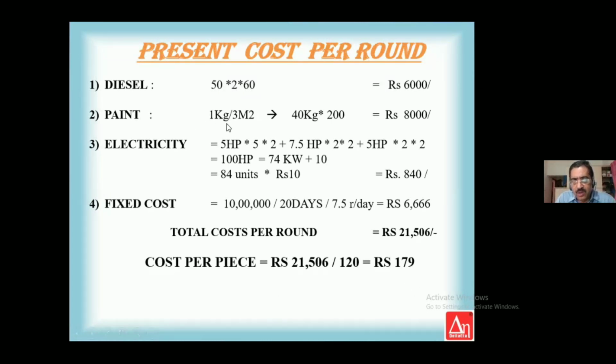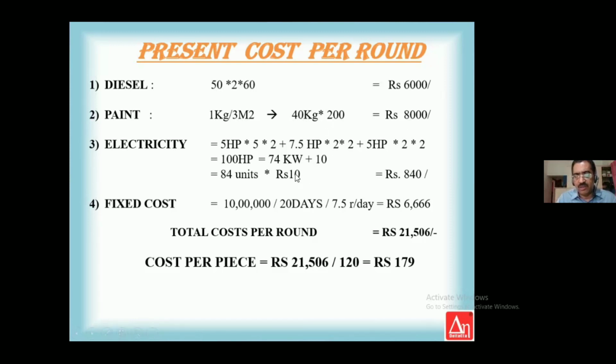Same way for the paint, you have 1 kg of paint covering 3 meters square of surface area. So for a round, you require 40 kg of paint, because 1 kg is covering 3 meters square and 1 piece is equal to 1 meter square surface area, both inside and outside. So for a round, you require 120 pieces divided by 3 meters square. So you require about 40 kg, which is equivalent to 8,000 rupees.